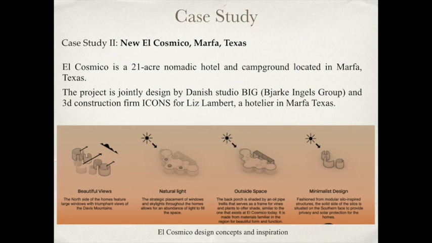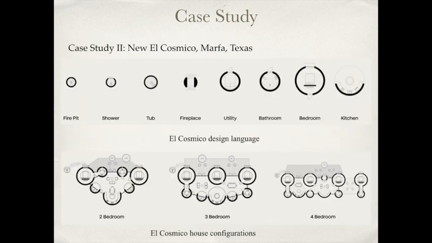The second case study is the new El Cosmico in Marfa, Texas. El Cosmico is a 21-acre nomadic hotel and campground located in Marfa. The project is jointly designed by Danish studio BIG Bjarke Ingels Group and 3D construction firm ICON for Liz Lambert, a hotelier in Marfa, Texas.